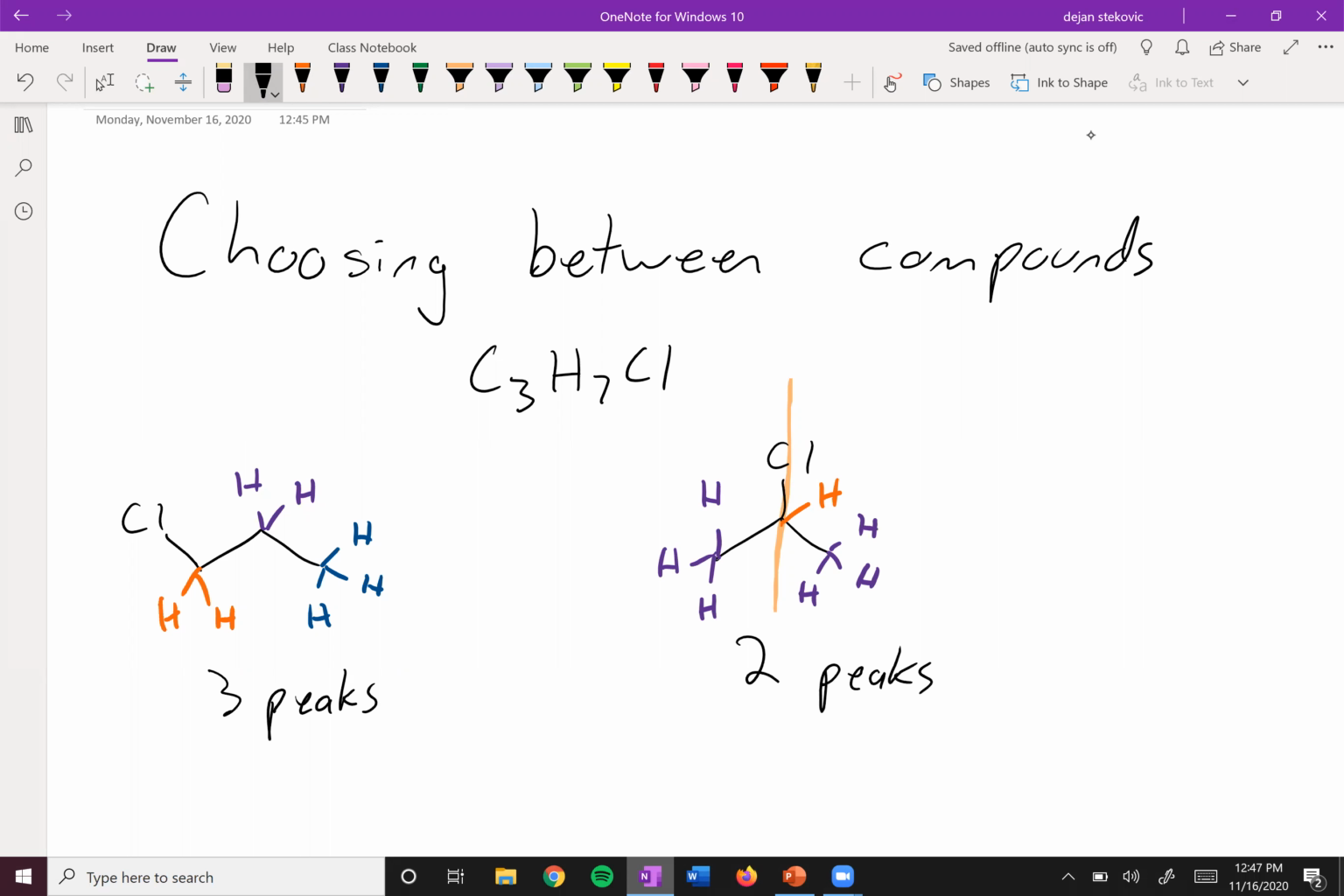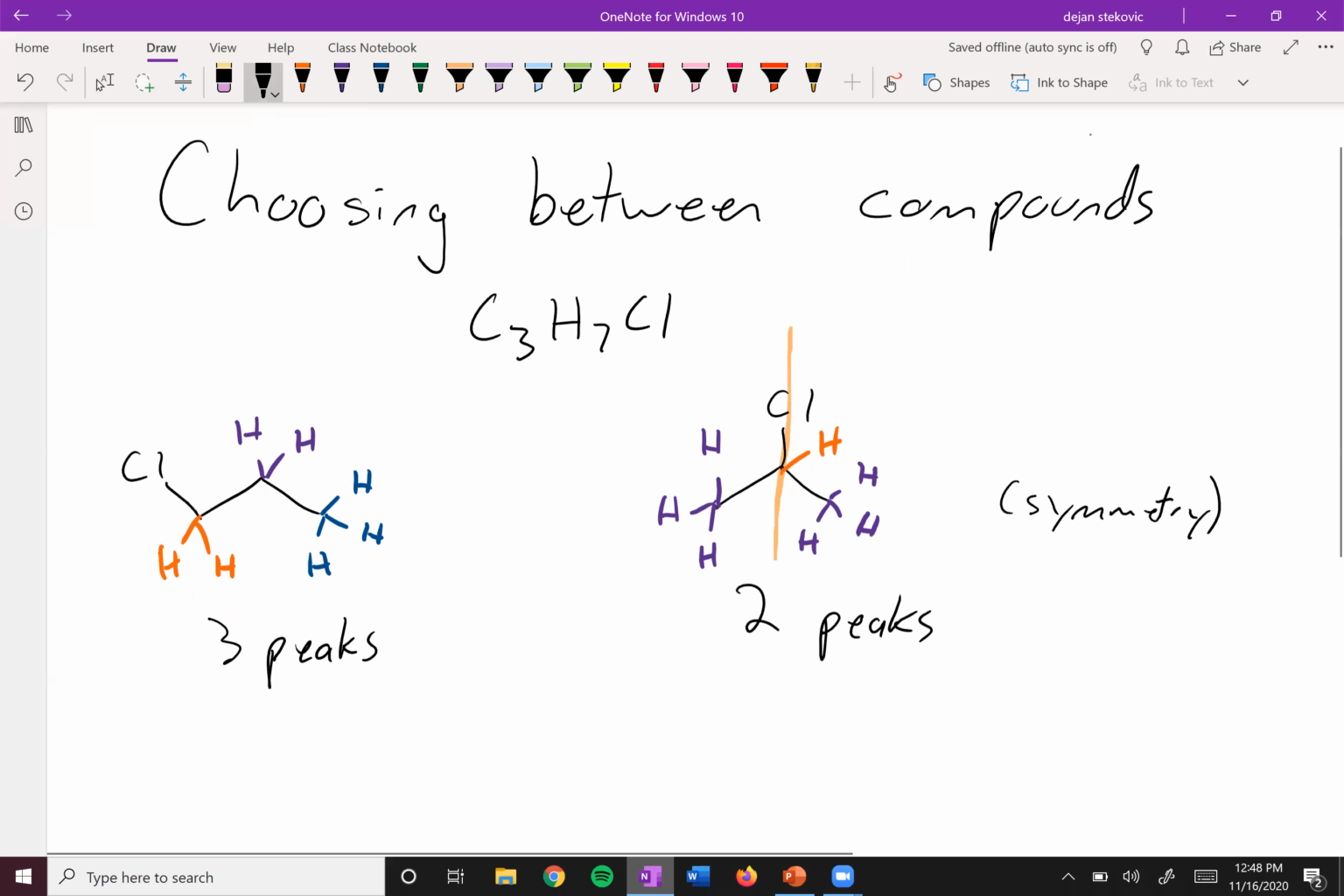So symmetry is extremely useful in both proton NMR and even so in carbon NMR, which we'll learn about in a bit. So always keep an eye out for symmetry.